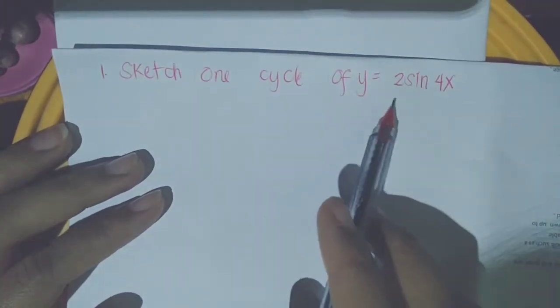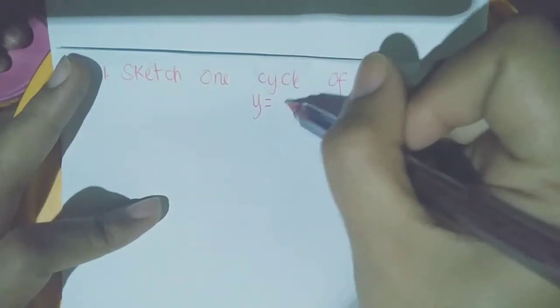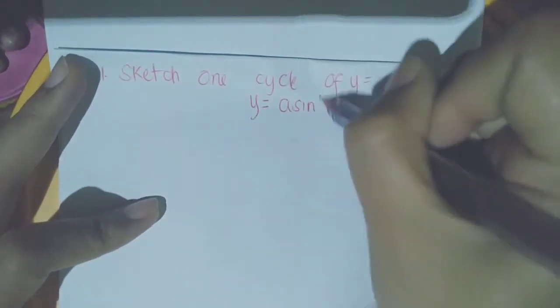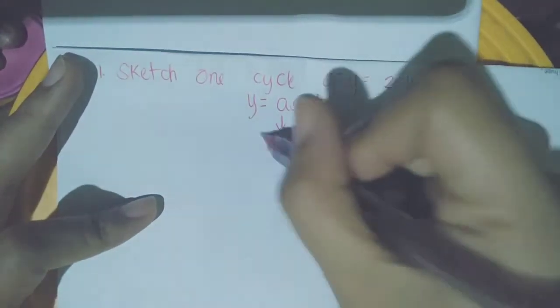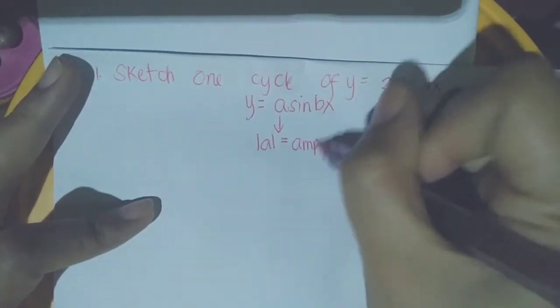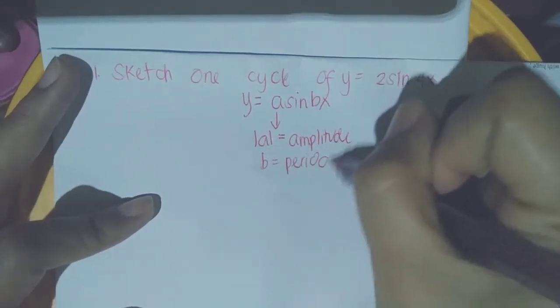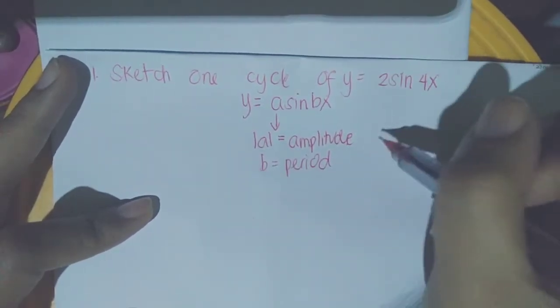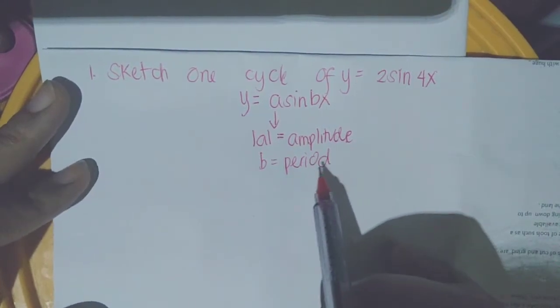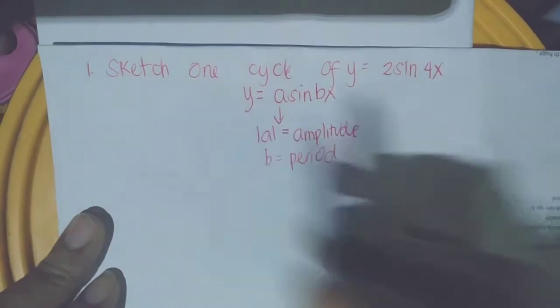Example number 1. Sketch one cycle of y equals 2 sine 4x. So we will use the formula as our guide. y equals a sine bx, where the absolute value of a is the amplitude, and 2 pi over b is the period. Amplitude is the height of the curve of our graph. Then period, one cycle is equivalent to 1 period.